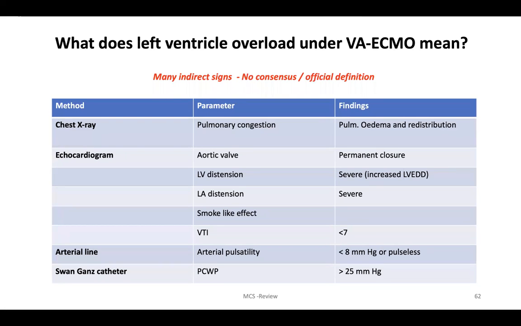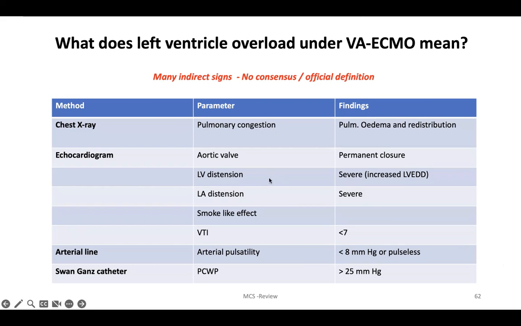The first thing you need to know is that there is no clear definition or consensus, and you're only going to have indirect signs. But I think it's really important to know those signs. The first and pretty obvious one is a chest X-ray. You're going to have pulmonary congestion or redistribution or edema on the X-ray. On the echo, you are going to have indirect signs of LV distension. First, the aortic valve is going to be closed all the time, so you will not have any pulsatility, or very low, narrow pulsatility on the arterial line.